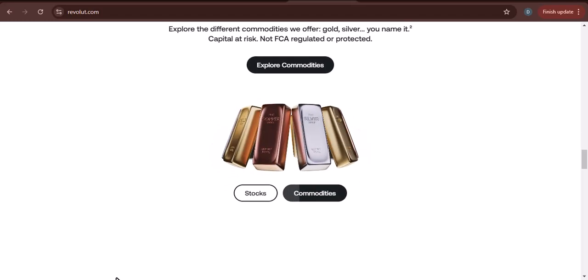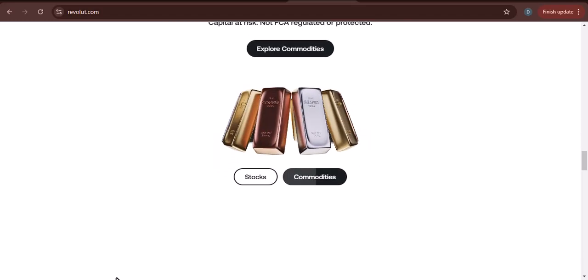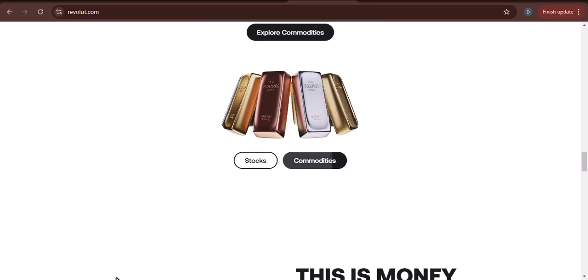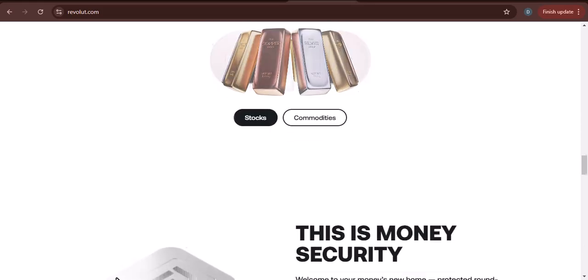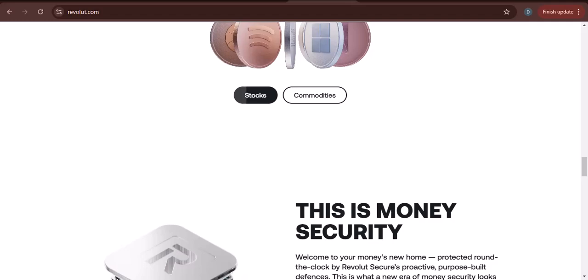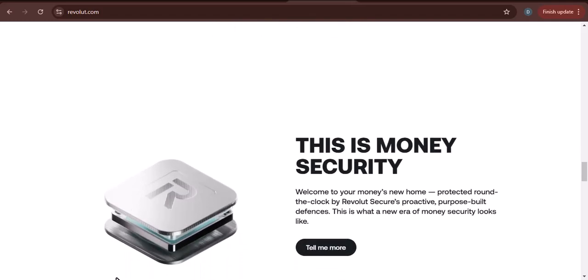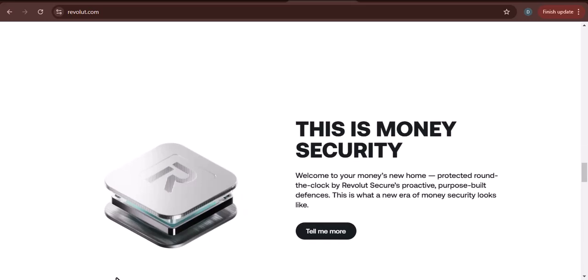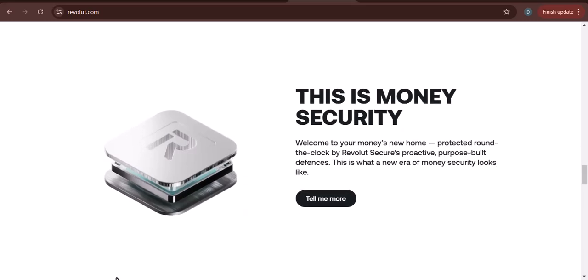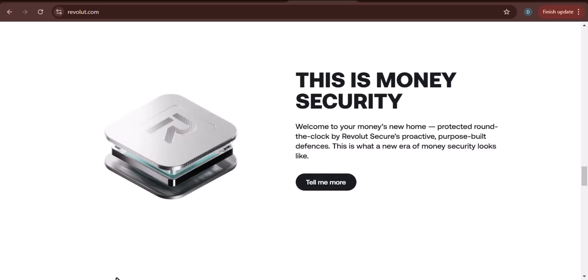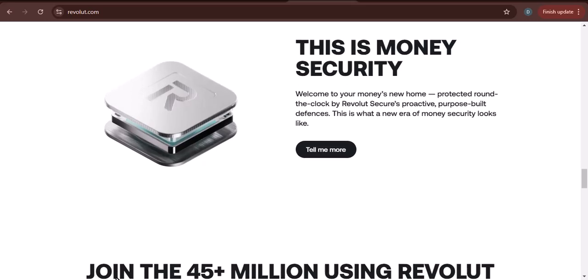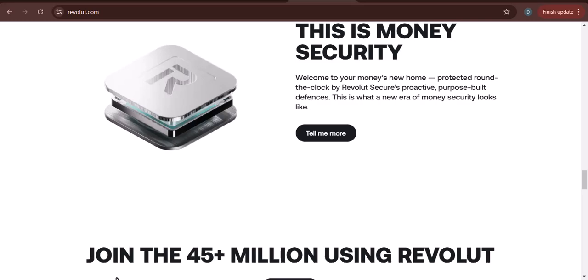Finally, Revolut is a safe and secure way to store your money. Your money is protected by encryption and other security measures. So, if you're looking for a convenient and affordable way to hold USD, Revolut is a great option. With Revolut, you can easily add USD to your account, use it to make purchases or send money to other people, and get competitive exchange rates.